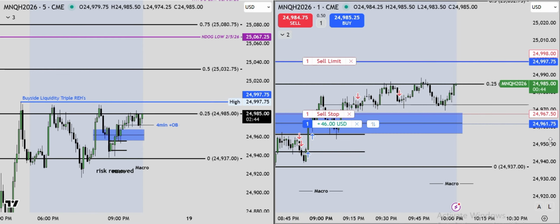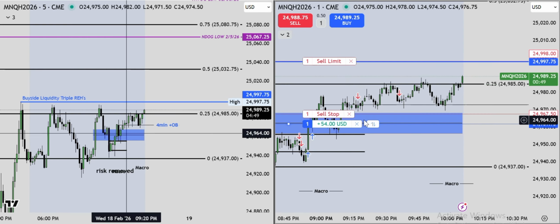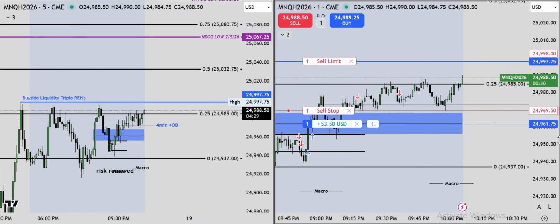I want to see us push above that quadrant level and stay above it. We're now in the heart of that 950 1010 macro. Nice push here.